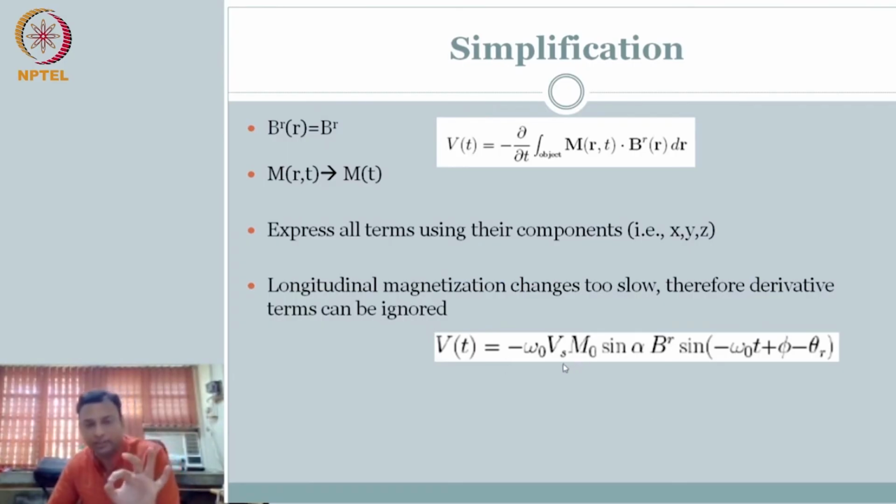So your signal that you are measuring is a sinusoidal signal of a particular frequency which is low, right? There's a Larmor frequency that you are operating, and it has an amplitude. So the signal amplitude is what we need to understand a little more intuitively. So what do you measure? You measure a voltage, and the magnitude of the voltage is omega naught Vs M naught sin alpha Br. So what does this say? What do you know from before? You know something about omega naught, that is the Larmor frequency.